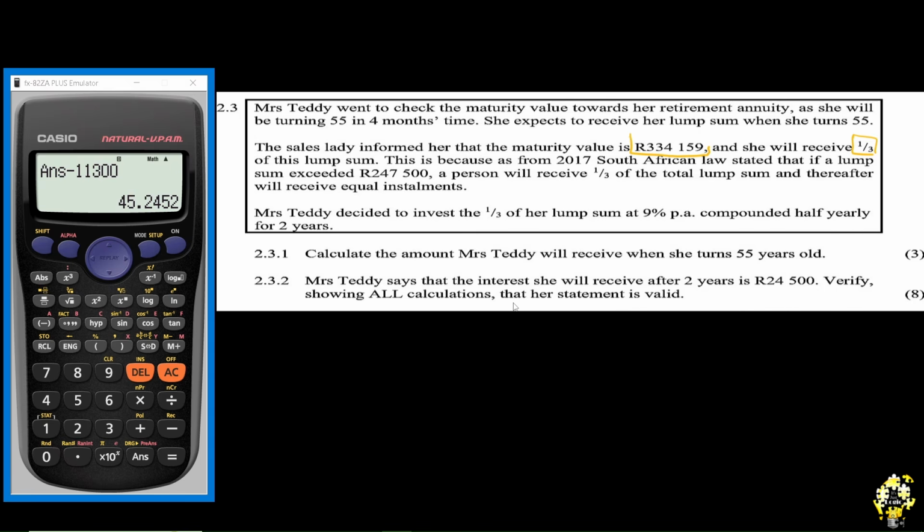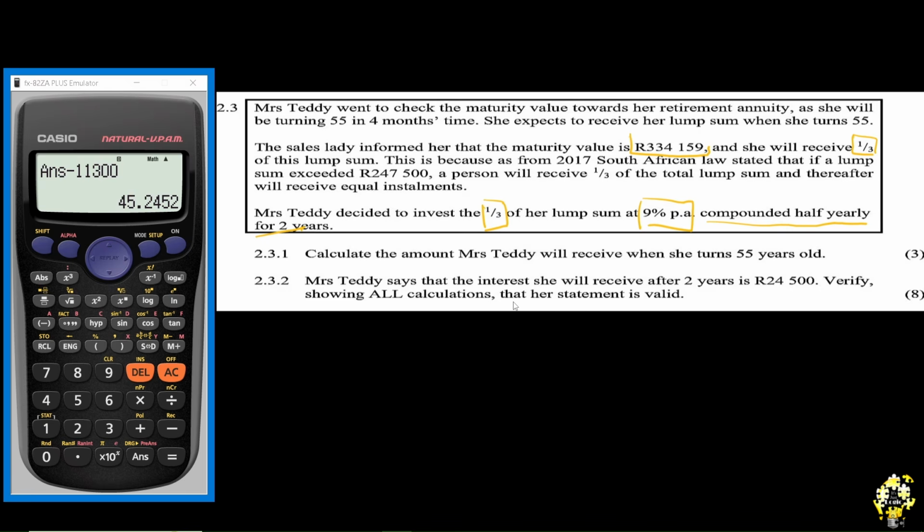Okay, Mrs. Teddy decided to invest the 1/3 of her lump sum at 9% per annum. Compounded how? It is compounded half yearly. For how long? Oh, for 2 years. Looks like our part is finished. Now, but before we get to our part, let's deal with 2.3.1. 2.3.1 says that calculate the amount Mrs. Teddy will receive when she turns 55.